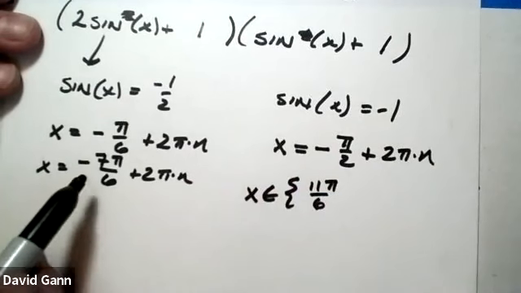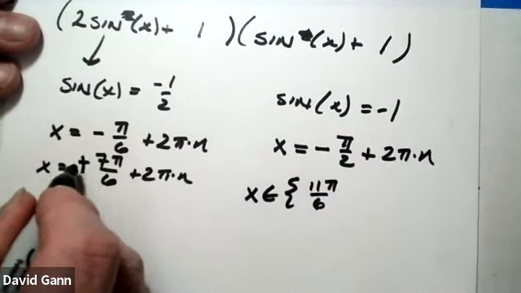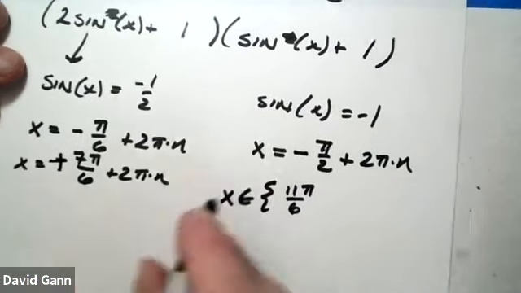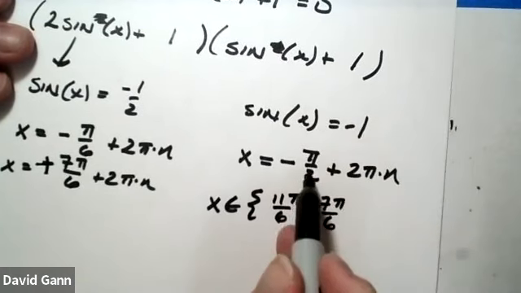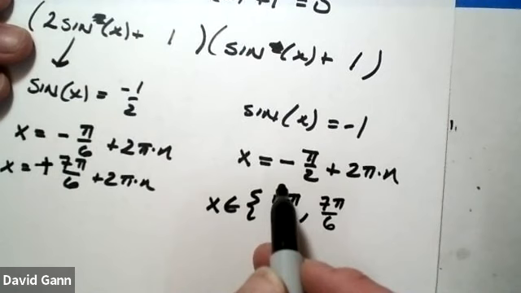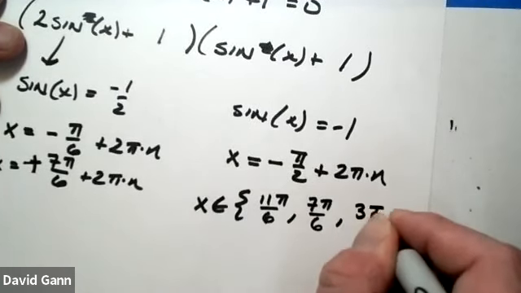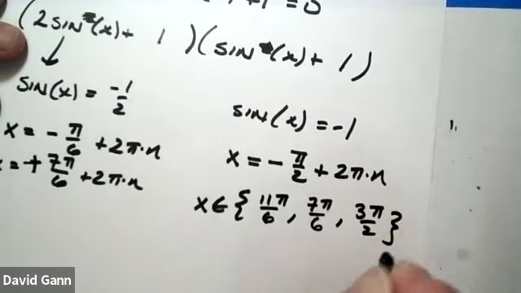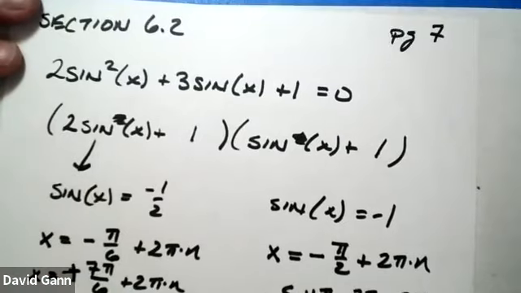This actually, I'm sorry, I've got a mistake here. This should actually be plus 7 pi over 6. So 7 pi over 6. And then this one, that's out of the range. So when I add 2 pi, I actually end up with 3 halves pi, 3 pi over 2. So there's 3 solutions to this equation.